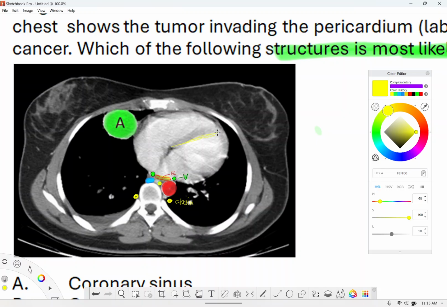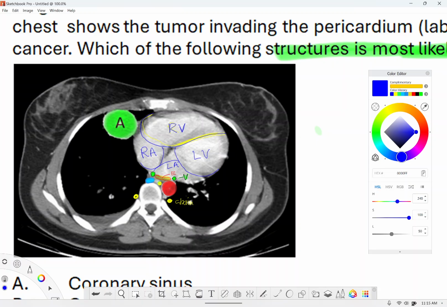If you were to divide the heart, maybe yellow would work. So this is the interventricular groove between the two ventricles. So all of this is the right ventricle. It's not good. Let's change color to blue. So this is the right ventricle. Here is the right atrium. Here is the left ventricle. And this is the left atrium.